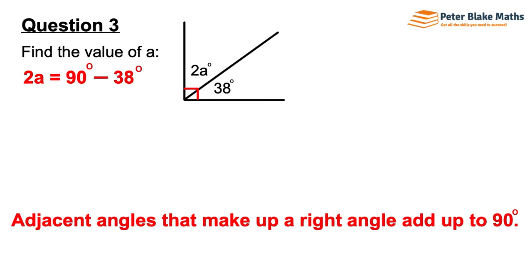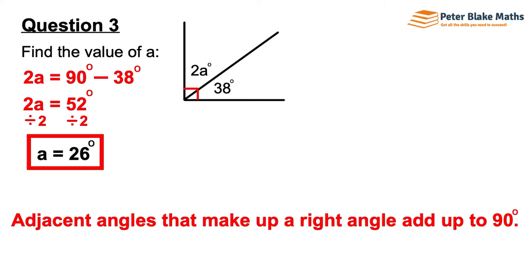Let's simplify the right hand side. So we'll have 2a equals 52 degrees. And then we'll solve it like a normal equation. We want to get rid of the 2 that's multiplying, so we'll divide by 2 both sides, leaving us with a on the left hand side, and 52 divided by 2, I'm here to tell you, is 26 degrees for a final answer. Bit trickier, we kind of turned it into a little equation, but we got there in the end.